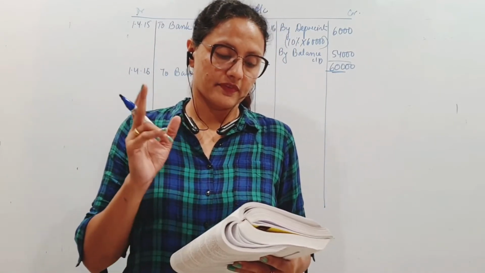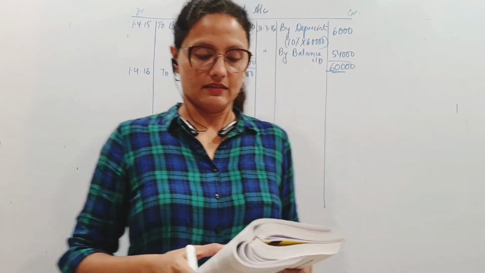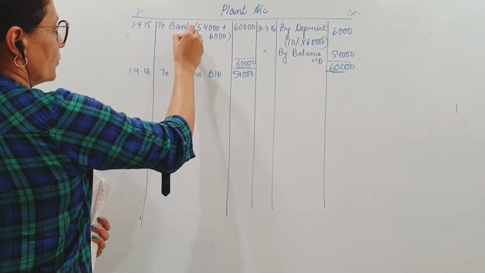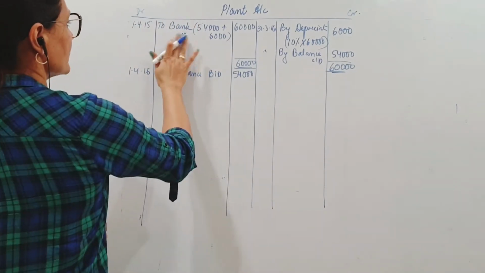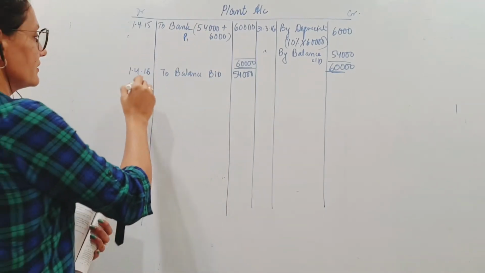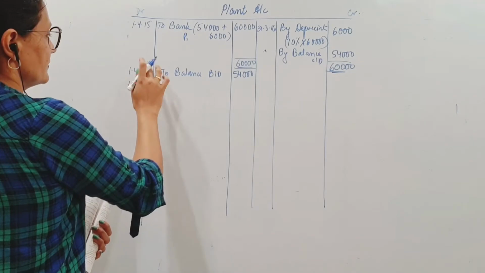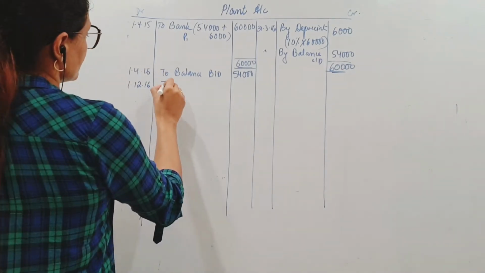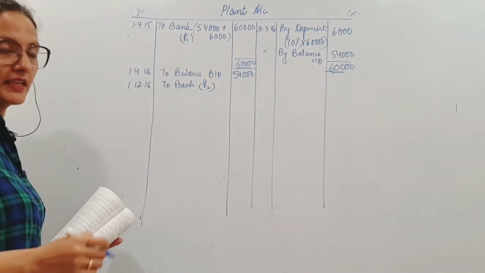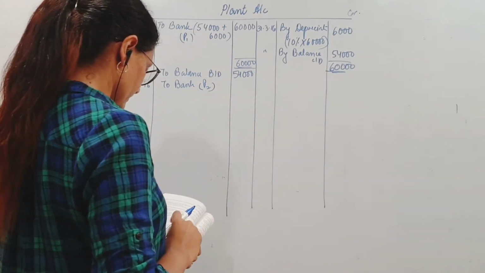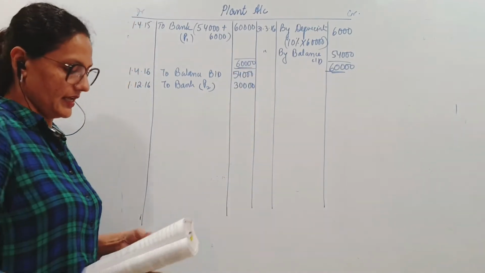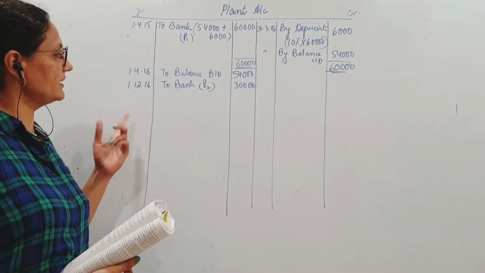Here we have 1st December 2016. The next purchase, meaning the second purchase. Now we can name this as M1, machine 1, or you can say plant 1, so P1. Now we are going to purchase another, and this is in this year. 1/12/16, to bank. This is plant 2. Plant 2 we are purchasing for 30,000. So 30,000 comes here. Next entry is on 30th June 17.